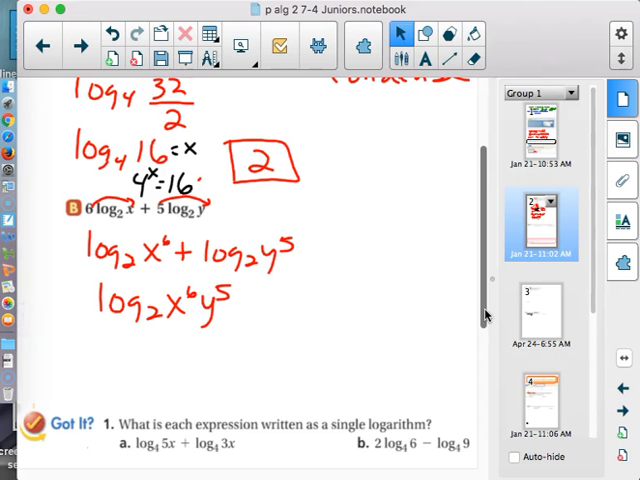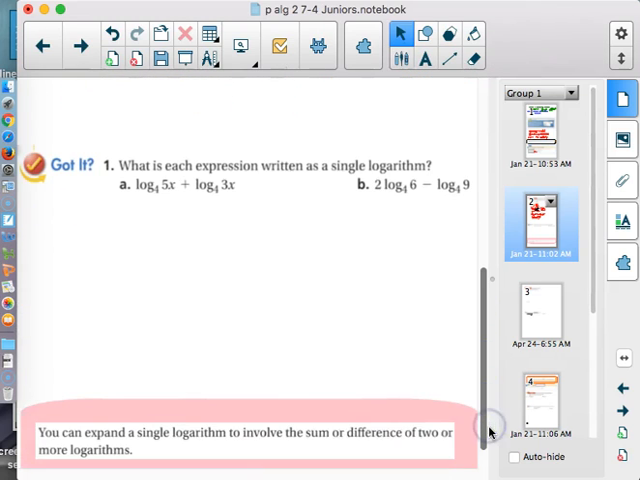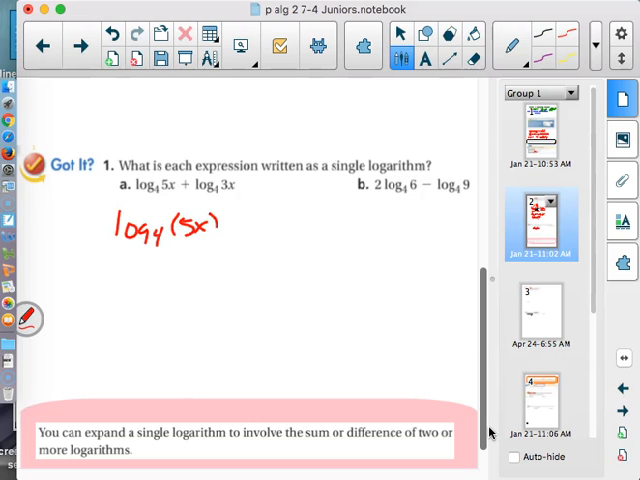All right, down here. Let's see what we can do. What is each expression written as a single logarithm? Take a look at A. Do we have any numbers out in front? So we don't have to put the powers back up. But it does have addition. What was addition for again? Multiplication. So we're supposed to take 5x times 3x. Well, that'd be 15x squared.